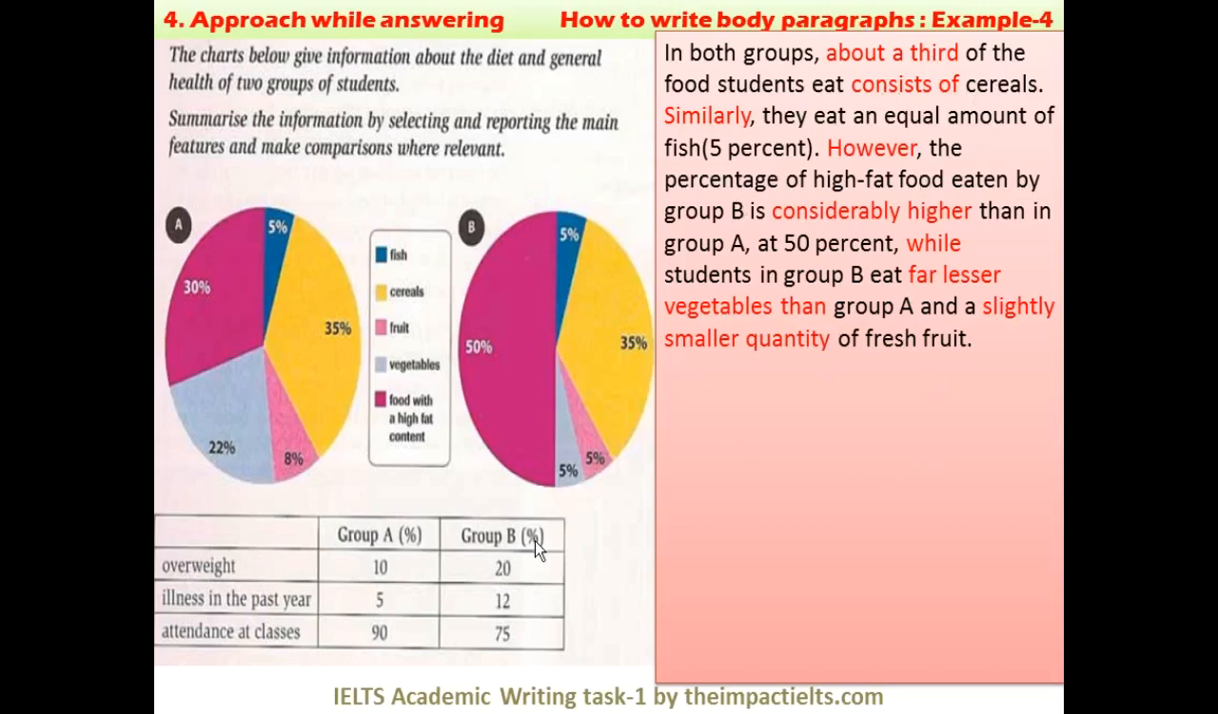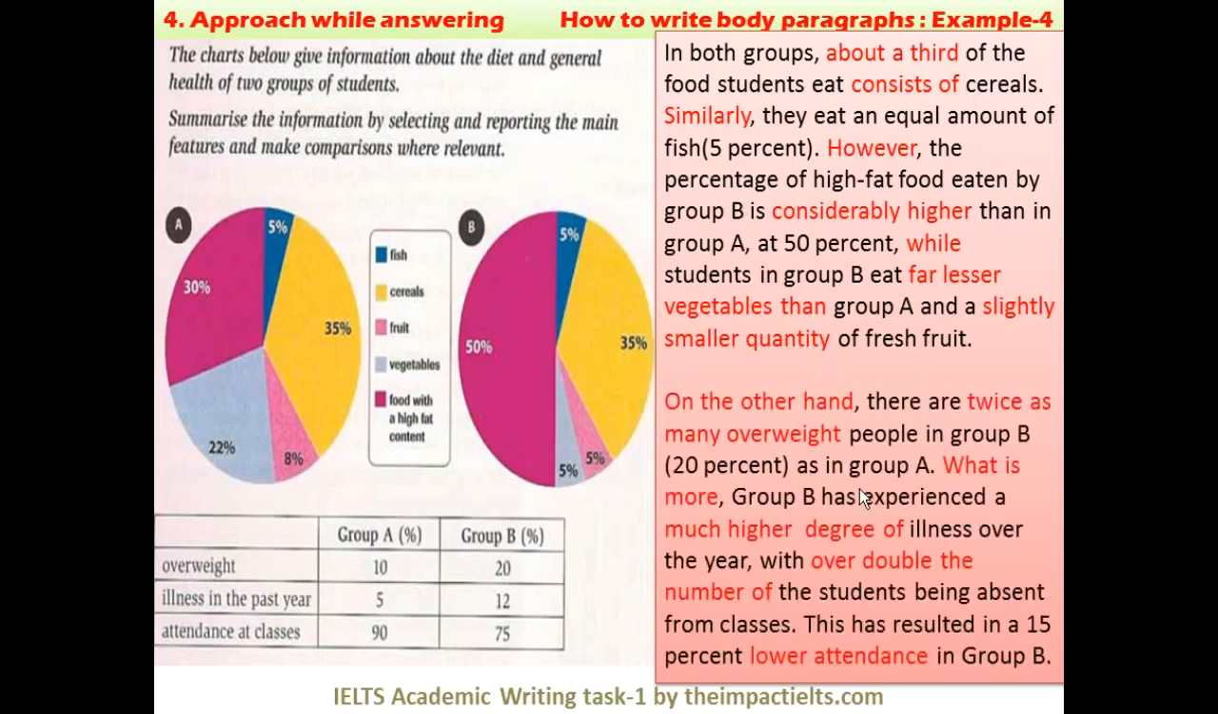So in the second paragraph, of course, we'll talk about this particular part, right? On the other hand, there are twice as many overweight people. You can see here, overweight, twice as many. So I'm not saying that group A has got 10%, group B, that's quite flat. So on the other hand, there are twice as many overweight people in group B as in group A. What is more, right?